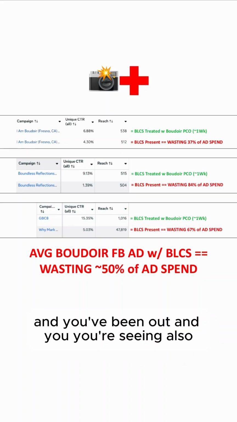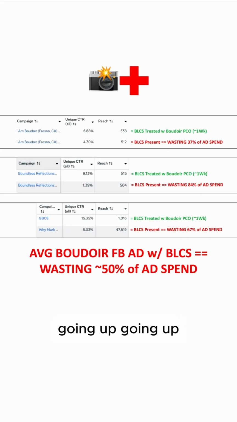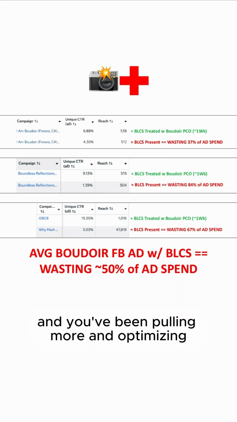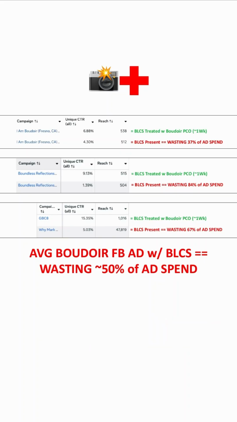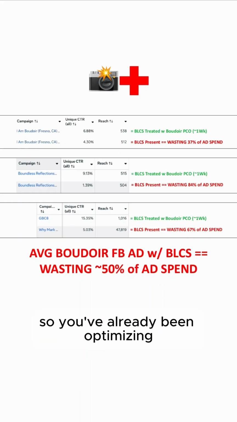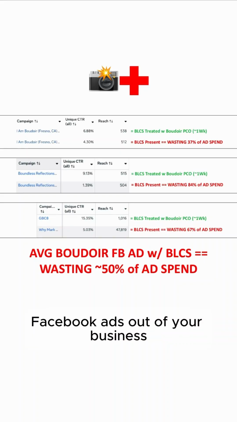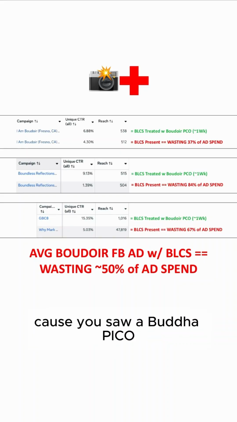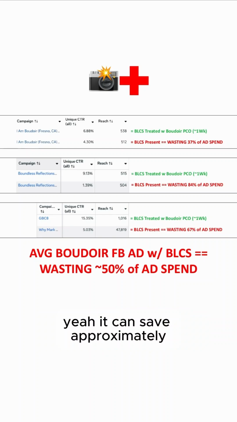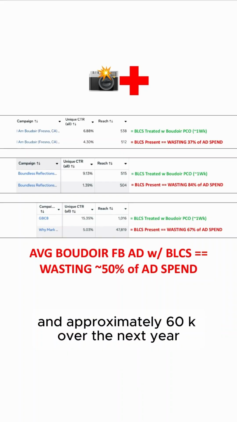And you're also seeing inflation, the cost of living, keep going up, going up, going up. And you've been optimizing, pulling more profit out of your business in other areas already. And you decided now you're finally ready to optimize the Boudoir Facebook ad side of your business because you saw Boudoir Pico can save approximately 5K a month, money you put back in your pocket that you don't have to spend, so it's not being wasted. Approximately 60K over the next year.